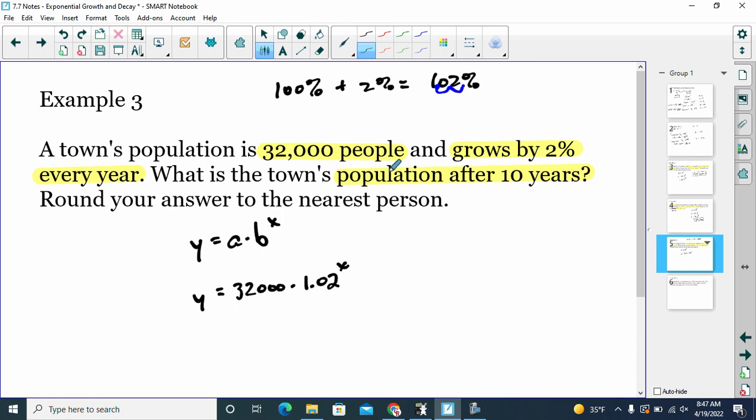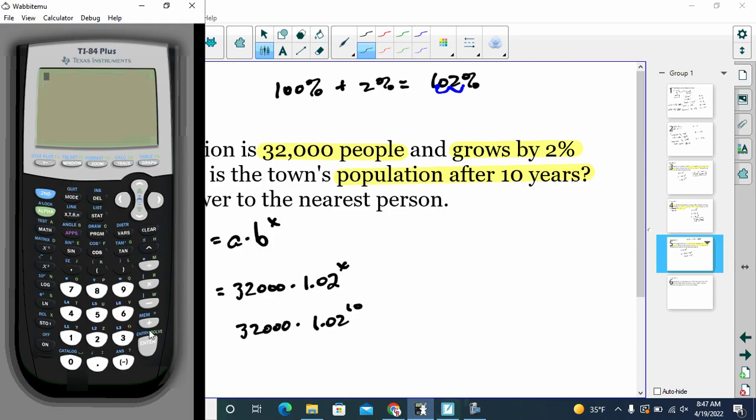It grows by 2% every year, so after 10 years, it will have grown 10 times. So I want 32,000 times 1.02 to the 10th. I probably should have mentioned it before, the to the button, remember it's right above divided by, it's right here. Round to the nearest person, 0.82 is going to round up, so I have 39,008 people.